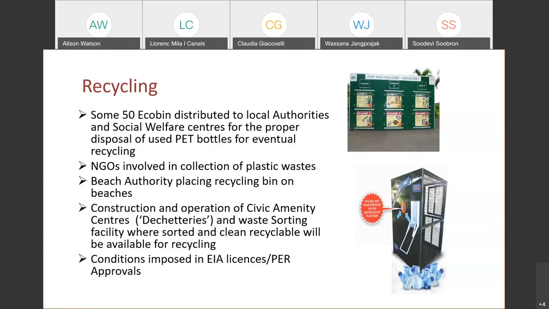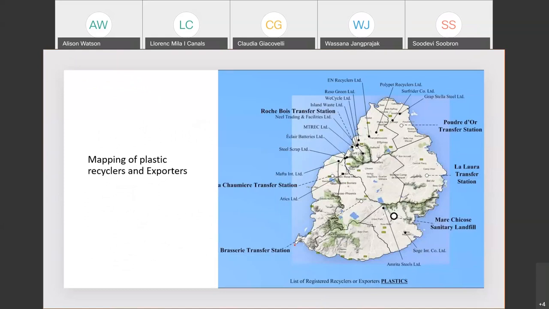Next slide. This one is an interesting one. You will see that we have all the recyclers, and a lot of civic amenity centers. We have 5 of them, and the first one, the Lachambe one, will come into operation as from November 2020. The other 4, Rochebois, Poutredo, La Laura, and La Brasserie, will come afterwards, and then after sorting, they will go to the recyclers, and the remaining waste will go to the marshals.